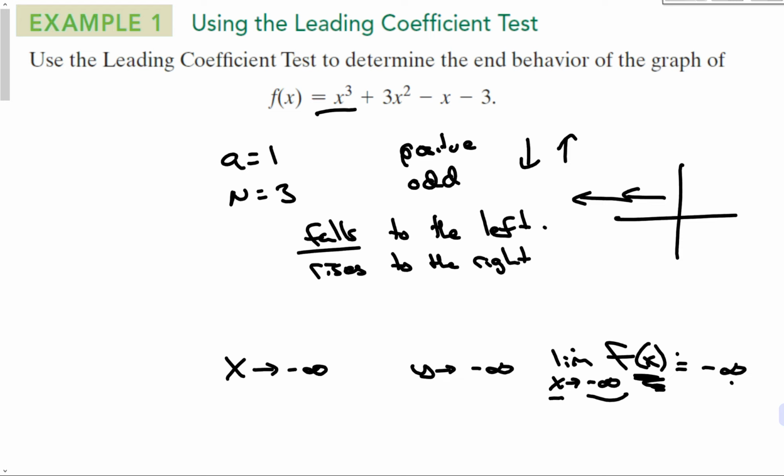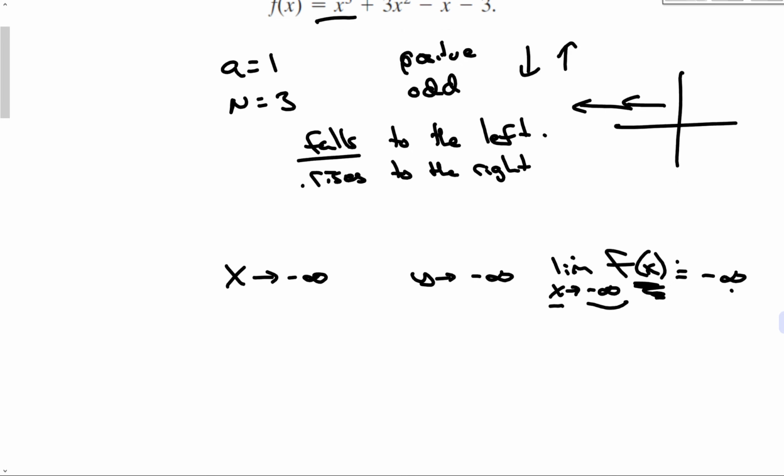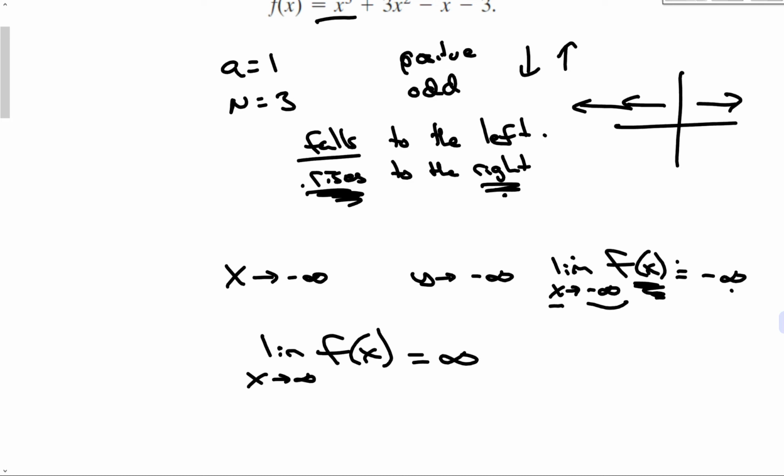Okay. Let's try limit notation for the next one. Rises to the right. So that means I'm going right now on this function, which means the limit as x approaches infinity of my polynomial function is going to be, it's rising as I go right. So that means it's going to be going up, which means it's going to be equal to positive infinity.